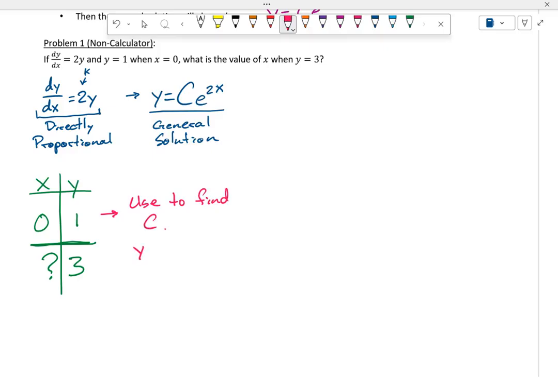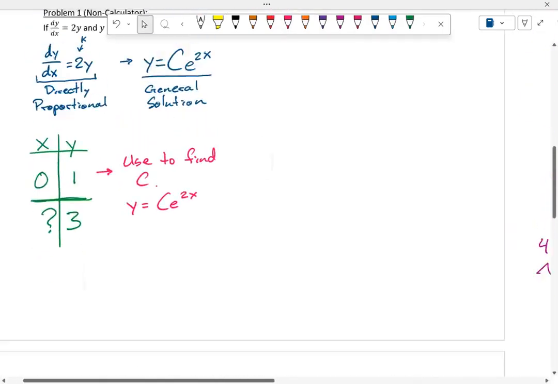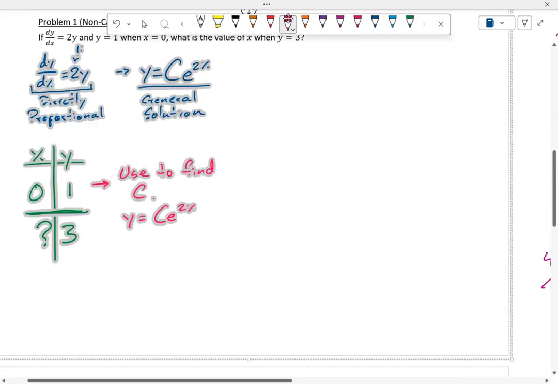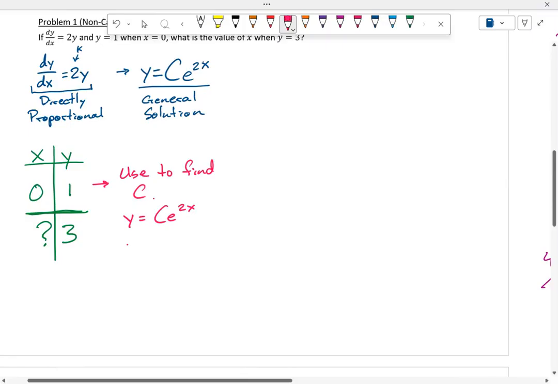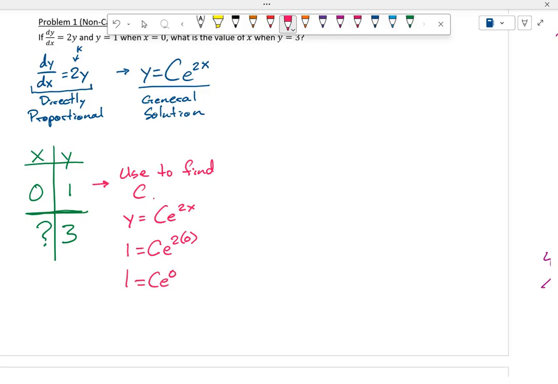So I have y equals c times e to the 2x. So where does my point go? How would I use it? 1 equals, and what is 2 times 0? And what is e to the 0? So what is our c value? 1. So this is first. We want to first find our c. But with that, we can now write a particular solution.